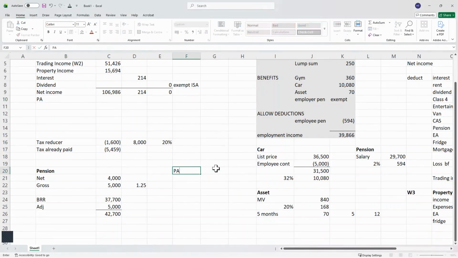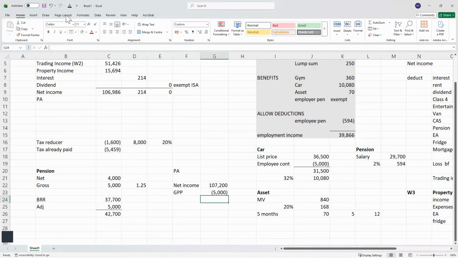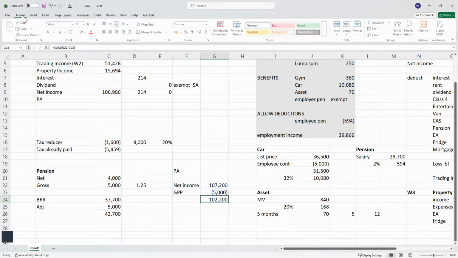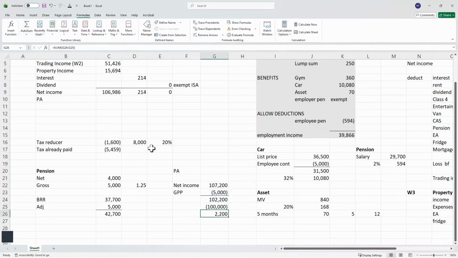Let's do our personal allowance calculation down here. So we need to start with our net income, which we know is the 106,986, add the 214 savings income, so that's 107,200. We can then deduct the gross personal pension contributions, which we calculated over here to be £5,000. So that gives us net income after the pension contributions of 102,200. We know we need the excess over the £100,000, so this gives us an excess of 2,200.